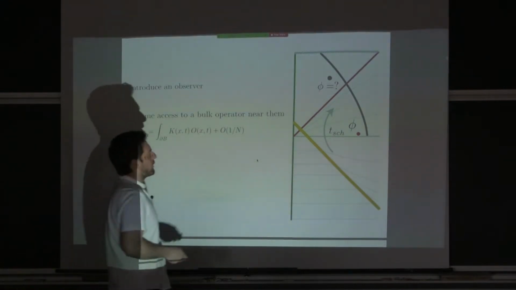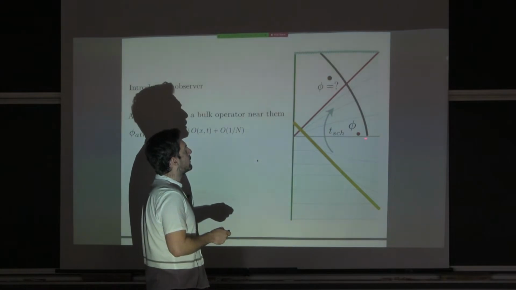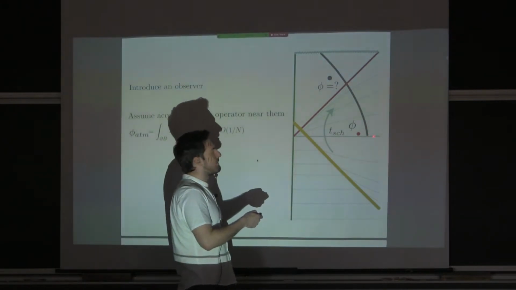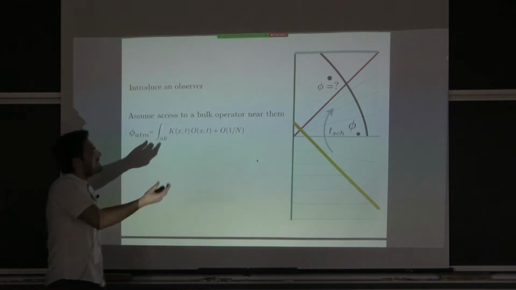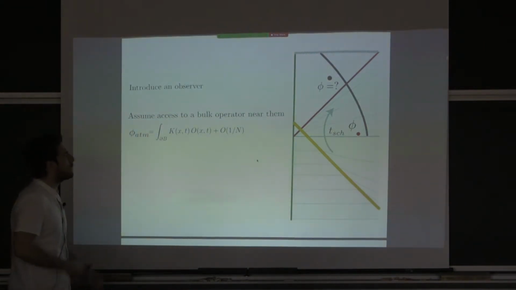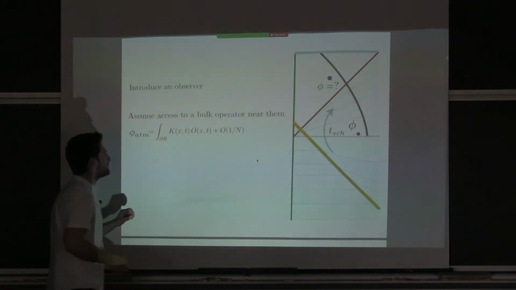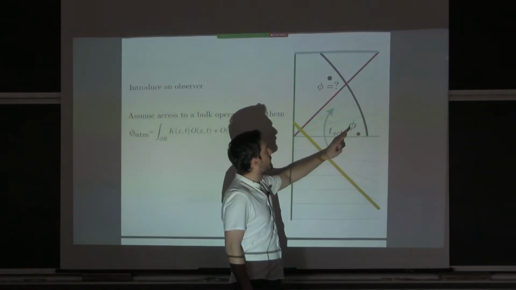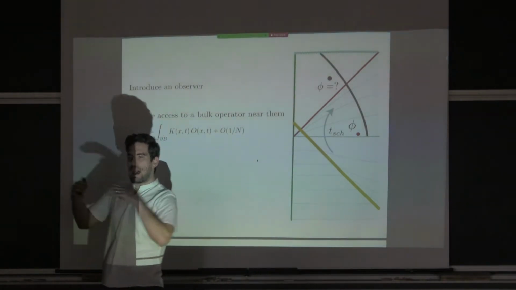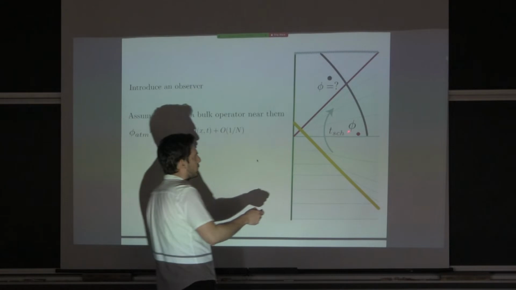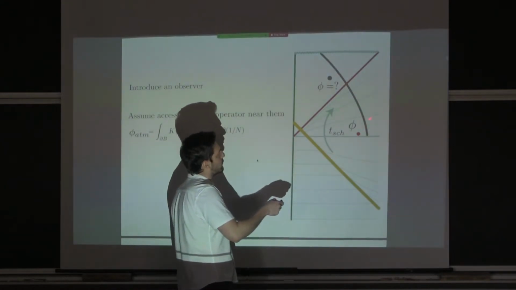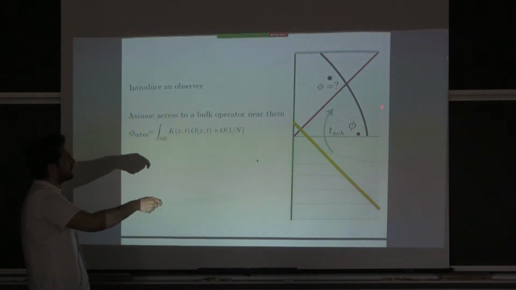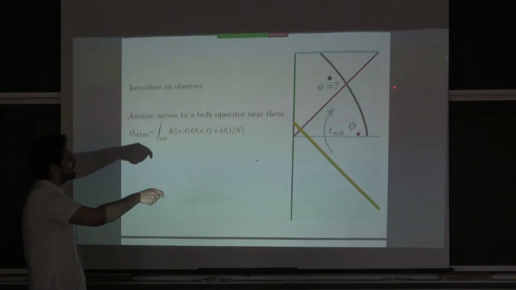So the approach that we followed was the following. We thought of trying to address this question in an operational way. So we thought, let's try to introduce an actual observer into the system, some sort of physical excitation, some physical system that's going to fall inside the black hole. And then the strategy will be the following. Let's assume that we have access to the CFT representation of an operator at some initial moment in time outside of the black hole. This we know how to reconstruct holographically. There are reliable techniques for reconstructing this bulk field perturbatively in 1 over N in terms of some smeared multi-trace operator on the boundary.